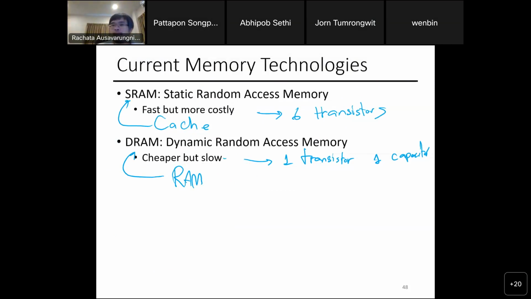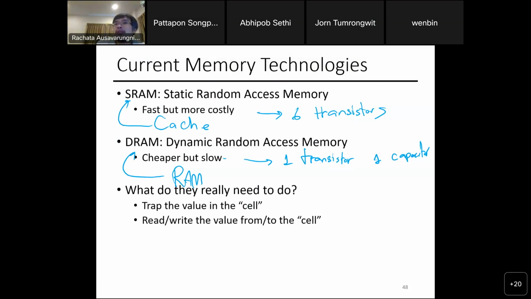So now you might have a question where you say, hey, but what do they really do? If you need to store the data, the only two things, well, I guess three things that you really have to do is store the value, like trap the value inside the cell. Cell is where you store the electron. So you need to trap that, and then you can read and write to it. You can then read and write to the cell, and that's all, right? That's all. So you might have a question: are there other technologies?